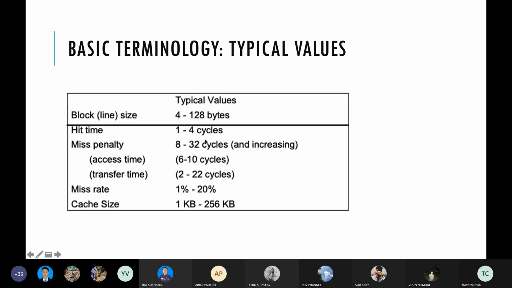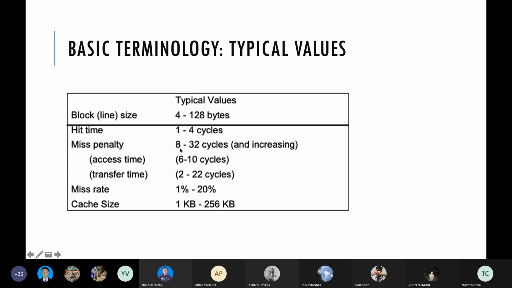And then we have hit time. Hit time here we don't count in seconds, but instead we count it in clock cycles. So here you can see hit time is 1 to 4 clock cycles. If you want to convert that to real time, you need to depend on the speed of your CPU. And miss penalty here is about 8 to 32 clock cycles and increasing. So it's still increasing now.